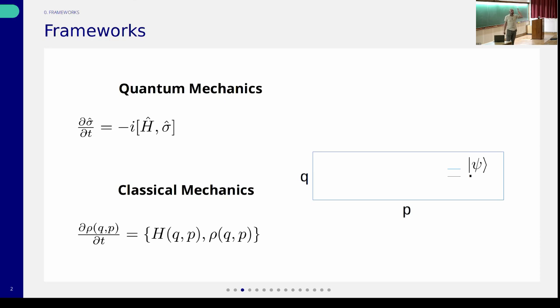So the fundamental question I'm interested in is: we have these two frameworks for physics. One is quantum mechanics, the other is classical mechanics. They have a very similar form. This is the Heisenberg equation for the evolution of a quantum state sigma. This is the Liouville equation for a phase space density rho.